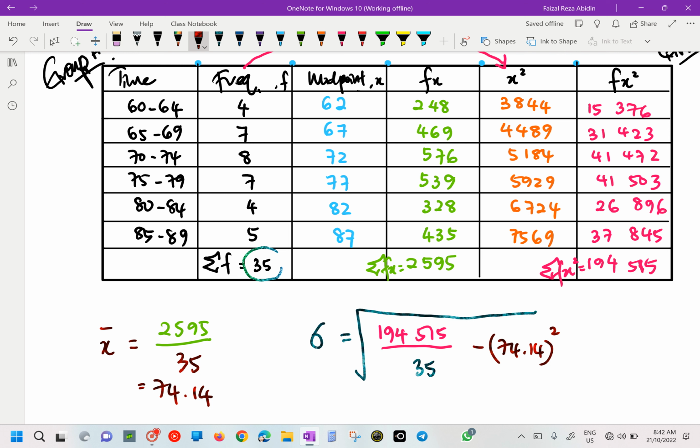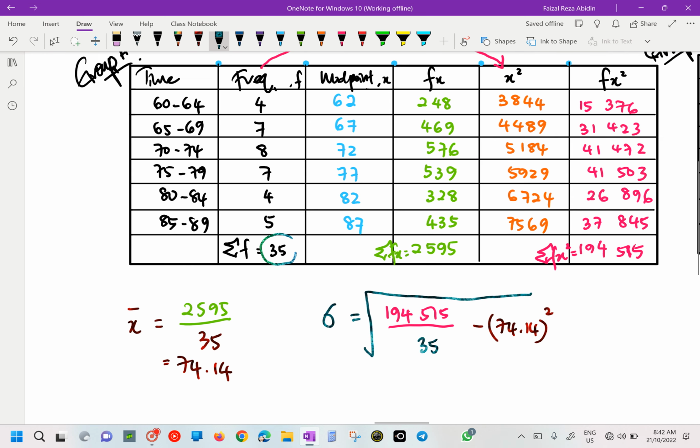Okay, 194,515 over 35 first. Then minus with 74.14 square. After you get the answer, what do you get? 60. Oh, you already did the square root. Okay. 60.83. Okay, your friends got 60 before the square root. 60.83. Right?